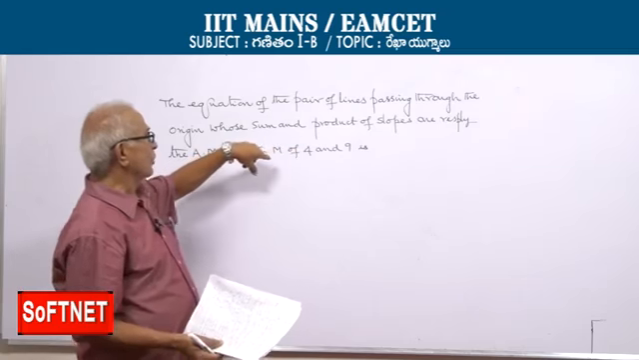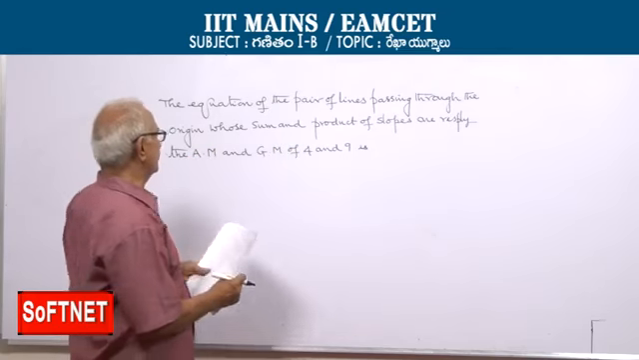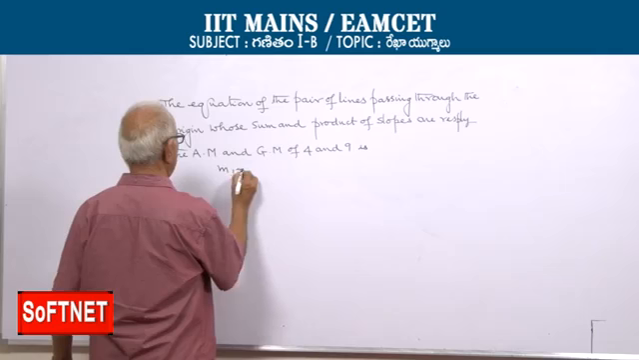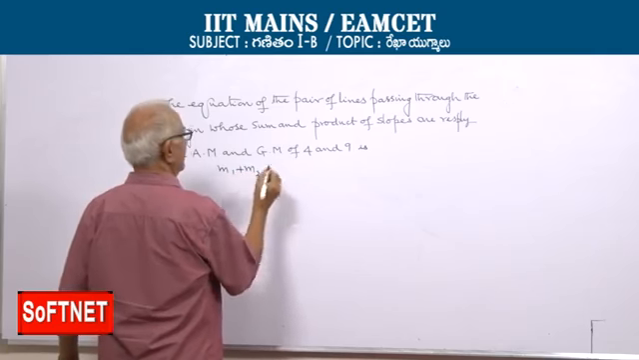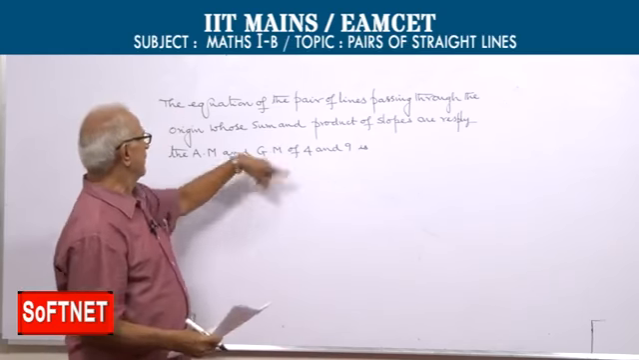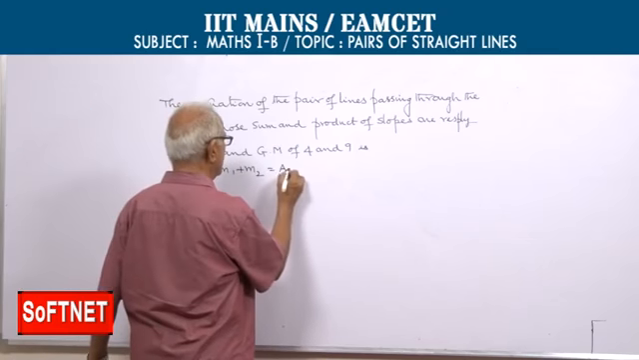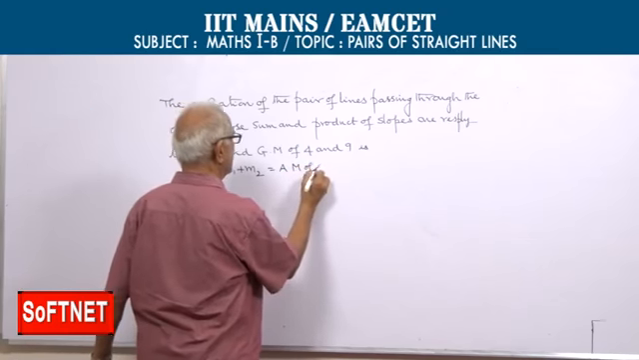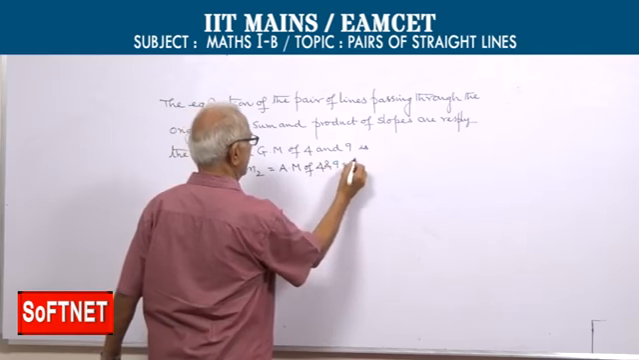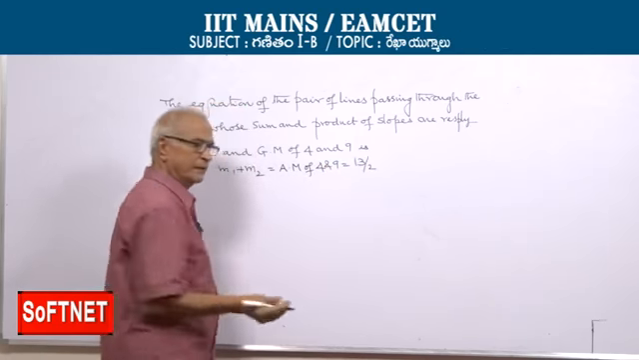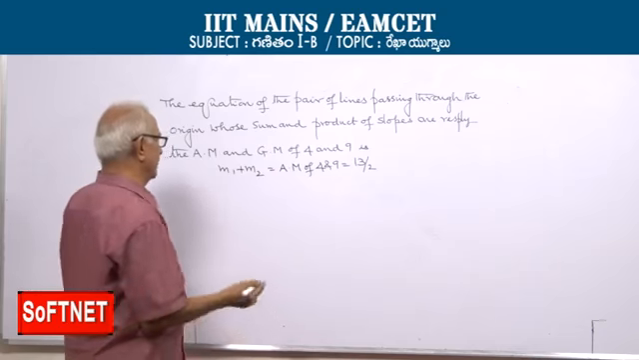Whose sum and product of slopes are m1 plus m2 and m1 m2. That is, the sum is the arithmetic mean of 4 and 9. What is the arithmetic mean of 4 and 9? That is equal to 13 by 2. Arithmetic mean of a and b is a plus b by 2. The arithmetic mean of 4 and 9 is 4 plus 9 by 2.